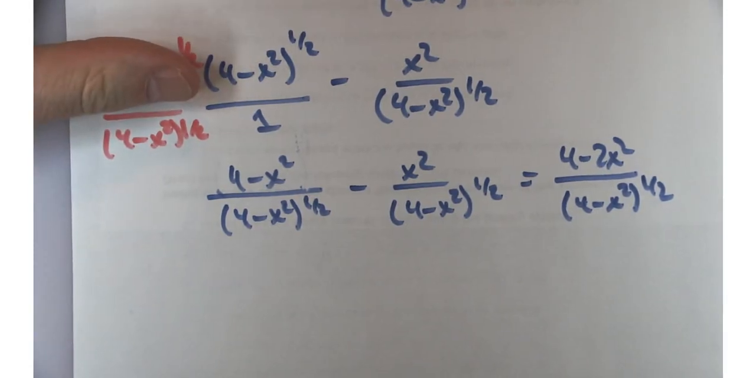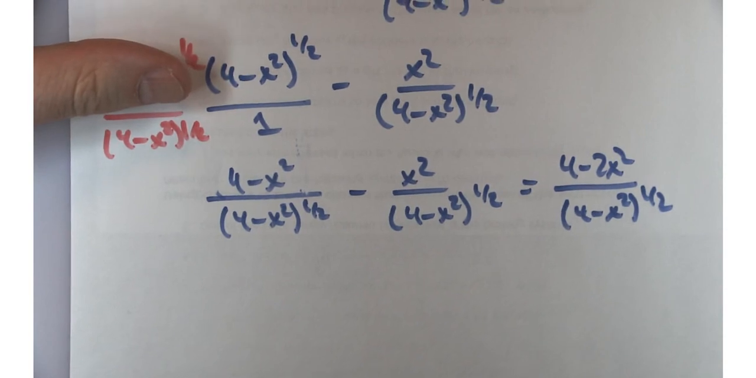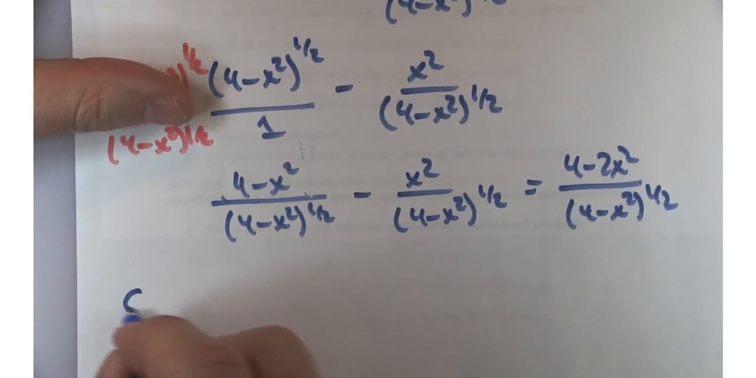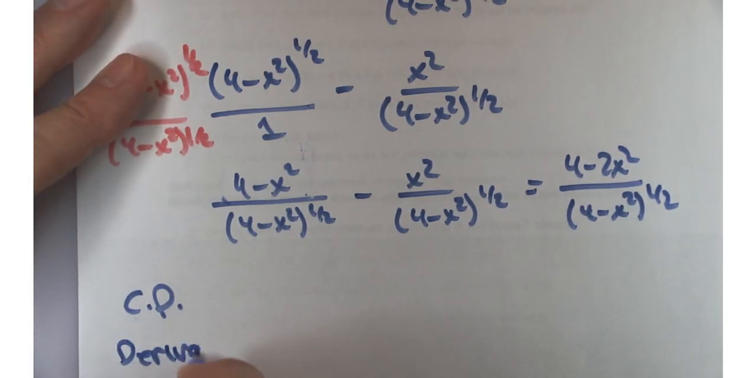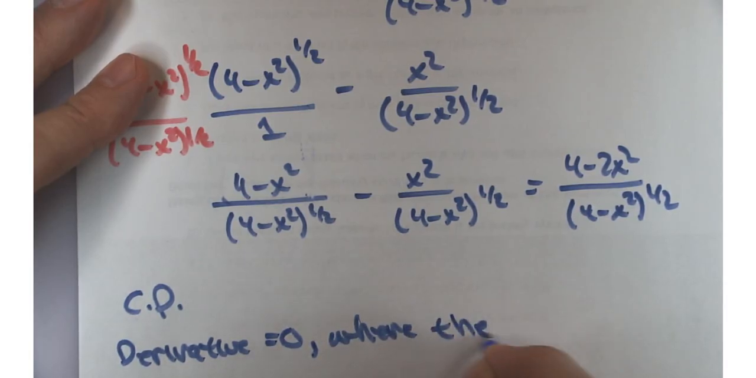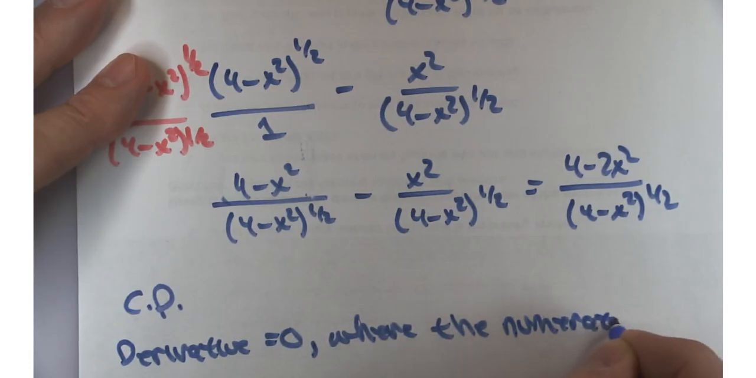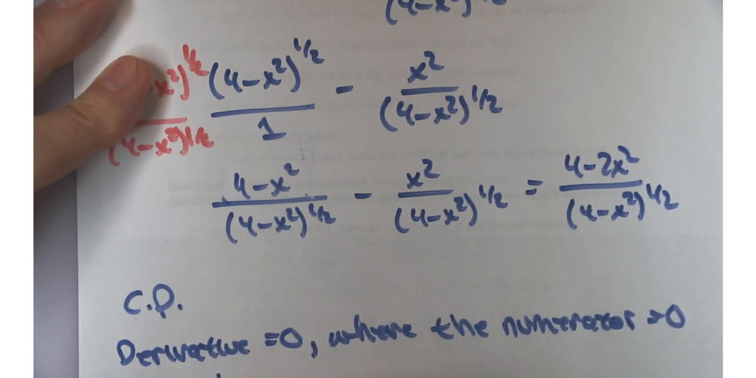Okay, so we need to find the critical points. The critical points are going to be where the derivative is 0, where the numerator equals 0, and where the derivative does not exist, where the denominator equals 0.